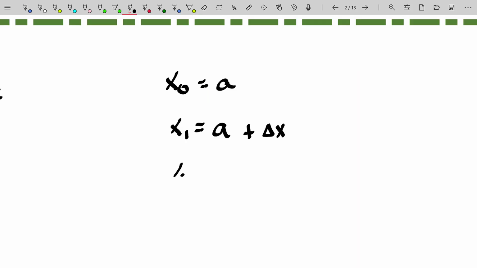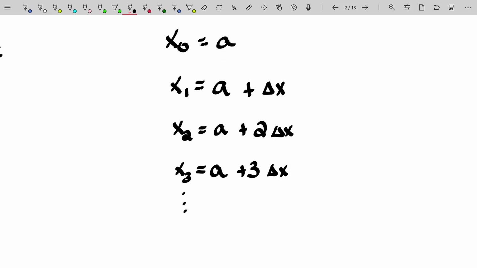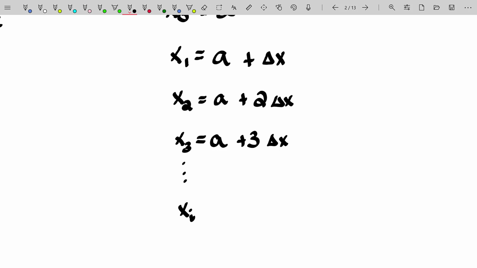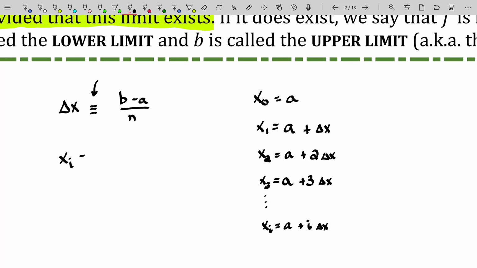And so x sub 2 would be, well, start at a and add 2 step sizes of delta x. And you can kind of see the pattern. X sub 3, you would start at a and add 3 step sizes of delta x. And in general, x sub i, the ith x value in line, would be a plus i delta x. Remember, i here is not the imaginary number, it's just an index. So x sub i is equal to a plus i delta x.